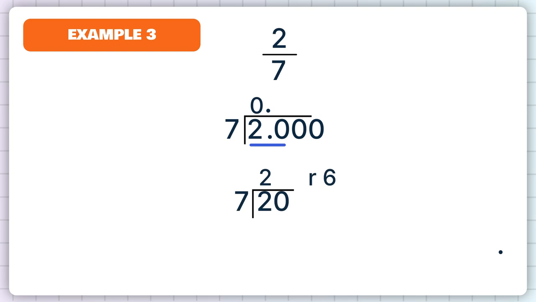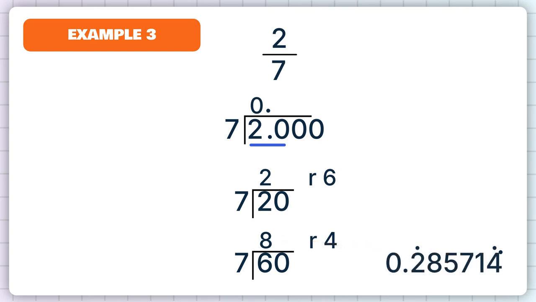Add another 0, making it 60. 7 goes into 60 8 times, so we write 8 and get a remainder of 4. Continue this process adding zeros and dividing until we see the pattern repeat. The remainders and quotients will eventually repeat, giving us the recurring decimal 0.285714. By using dots over both the 2 and 4 in this number, we show that this whole section repeats. By identifying repeating remainders, you can determine the recurring sequences in the decimal representation.